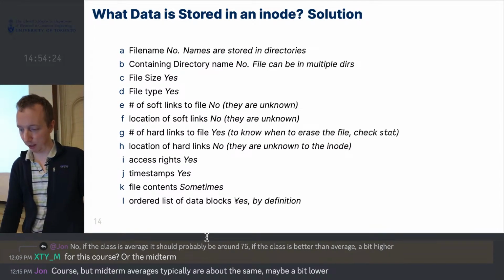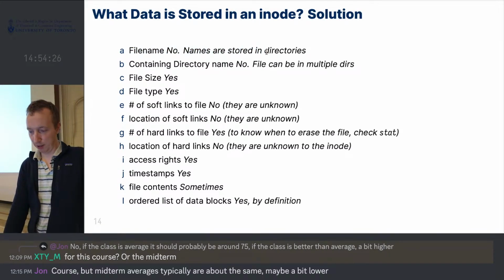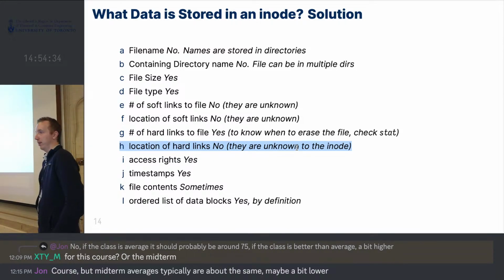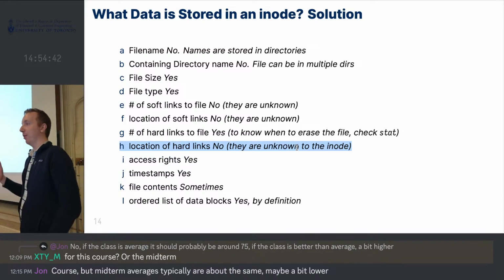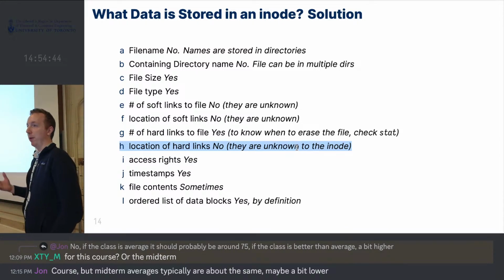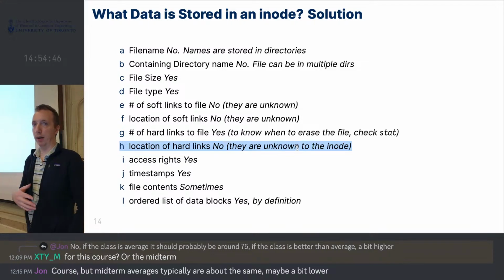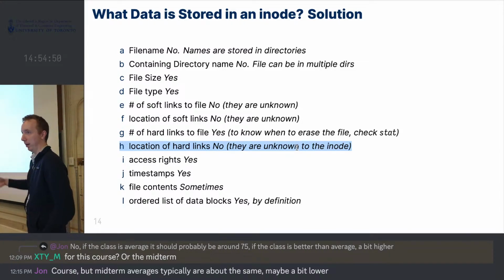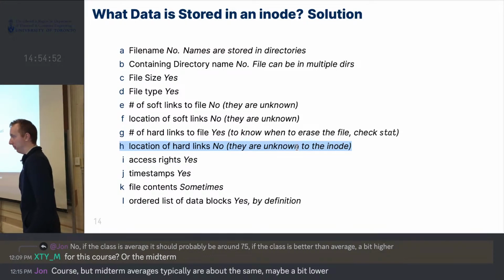So let's see if we're right. Soft links we don't know. Number of hard links we do know. The location of the hard links, the inode itself doesn't know what names refer to it. It's just a dumb data structure that just points to the contents of the file. So if you just know an inode number, from the inode itself you don't know what names actually refer to it. You'd have to walk the entire file system to figure out all the names that refer to that inode.